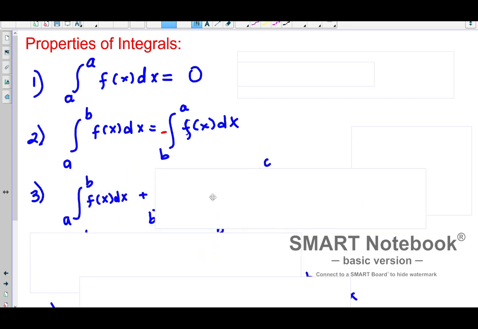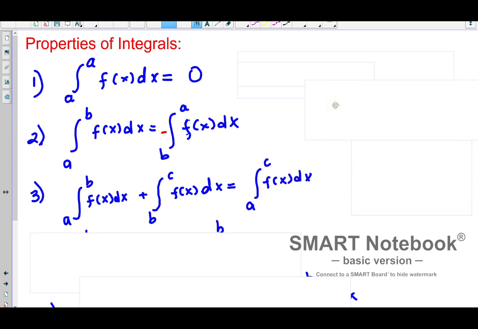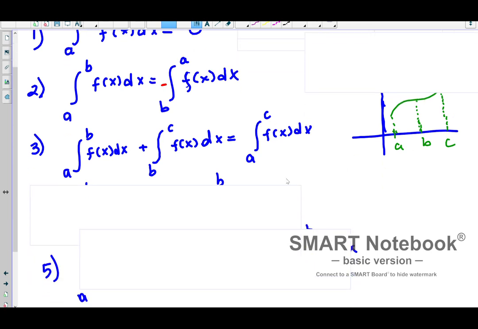So if you're going from a to b and then b to c of f of x dx for a continuous function, then that will be the same as the integral from a to c. Okay. It's similar to this situation here. You have a continuous function. You're going from a to b and then from b to c. So that's as if you're going from a to c of the integral.